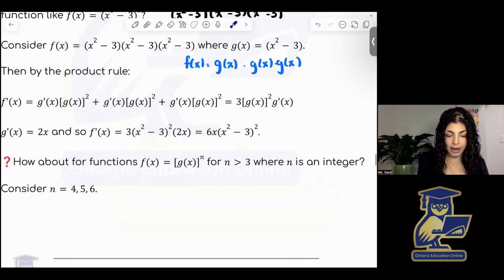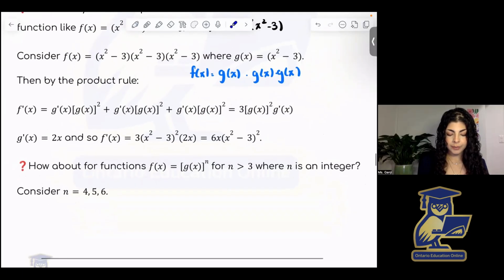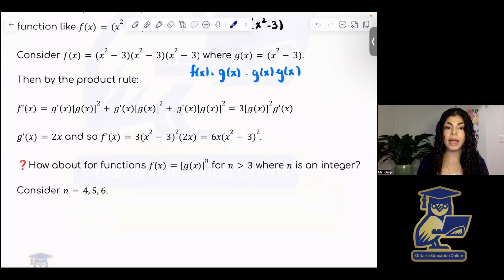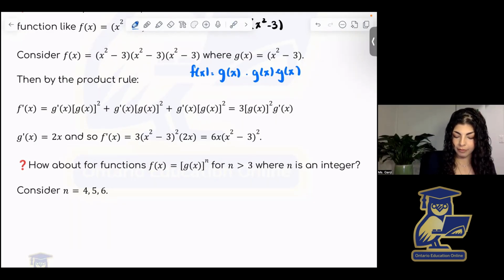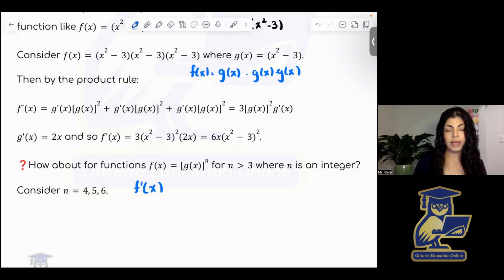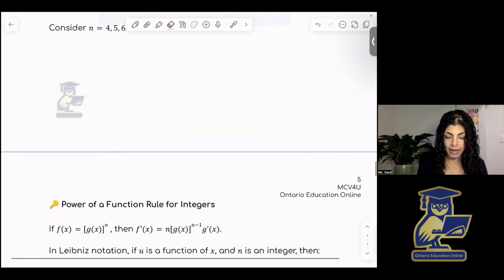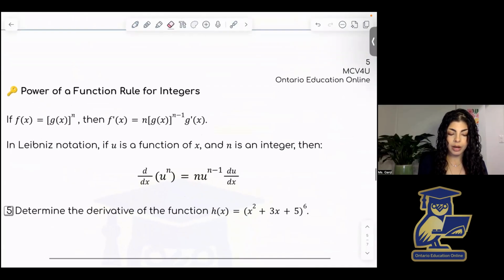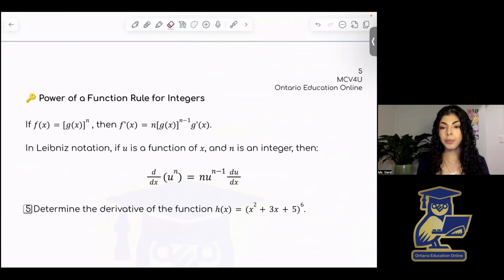And I want you to consider now, what if you have a function f of x is equal to g of x to the power of n for n greater than 3? And so, for example, consider n is equal to 4, 5, or 6. What would the derivative of f of x be like? And is there a generalized rule there that we can follow? And that is actually our power of a function rule for integers. And if you remember when we had the squared function, I told you we're going to see a rule from it later on, and this is exactly that rule.